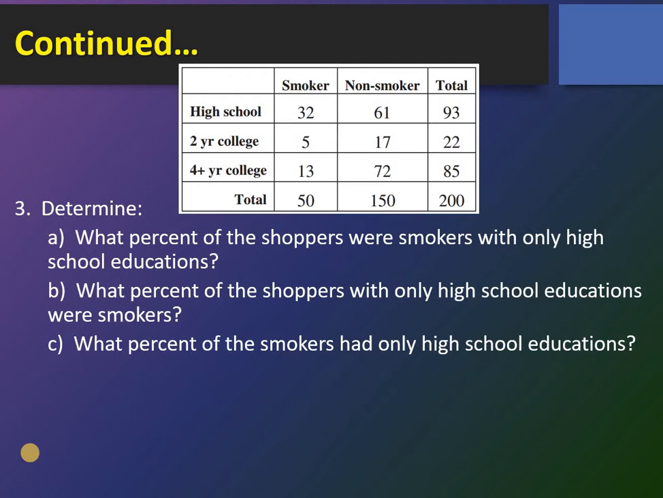So, what percentage of the shoppers, whatever follows the "of the," is your denominator. And then I'm going to look at smokers with only a high school education. What number represents that? 32. Because of the shoppers, that's my total. For smokers with only a high school education, that's 32. So how do I find that percentage? 32 divided by 200.